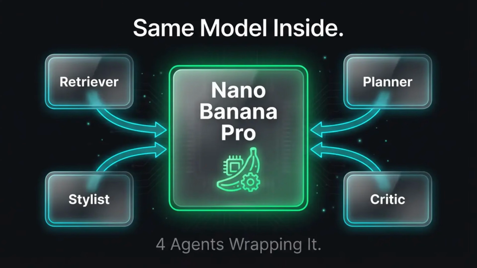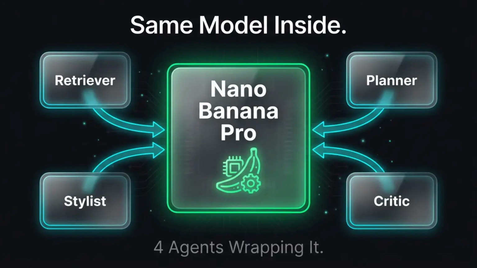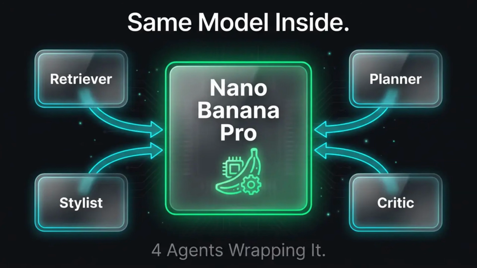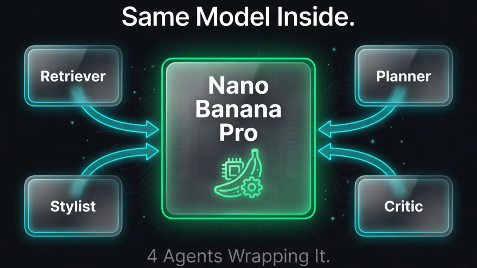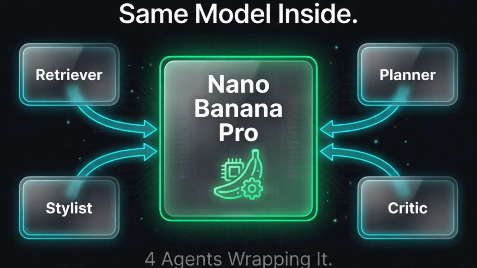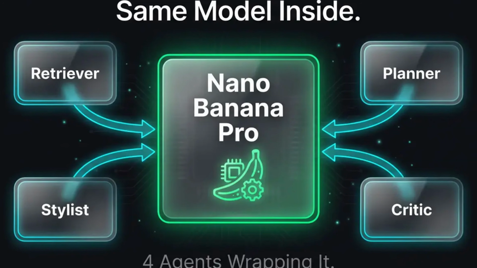And here is what's interesting. Paper Banana actually uses Nano Banana Pro internally as the image generator. Same model, but instead of just prompting it directly, it wraps it with four other agents to add planning, style enforcement, and quality control. And the results are very impressive. Let me show you one of those.